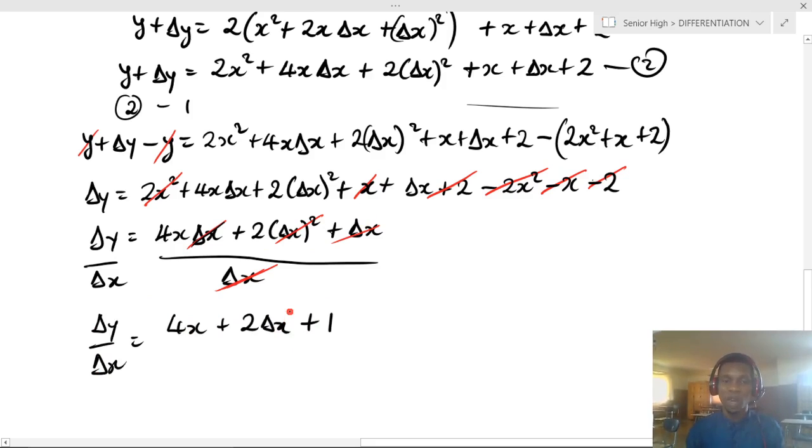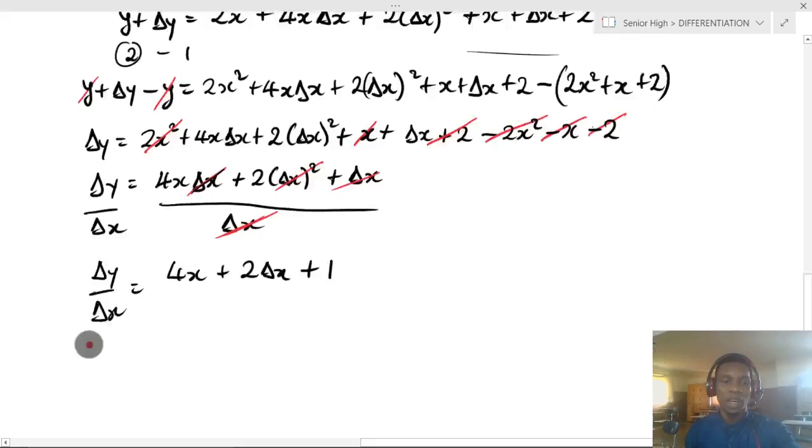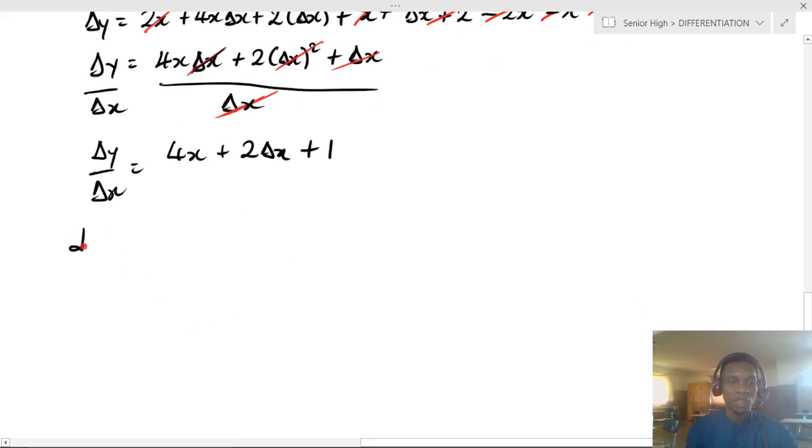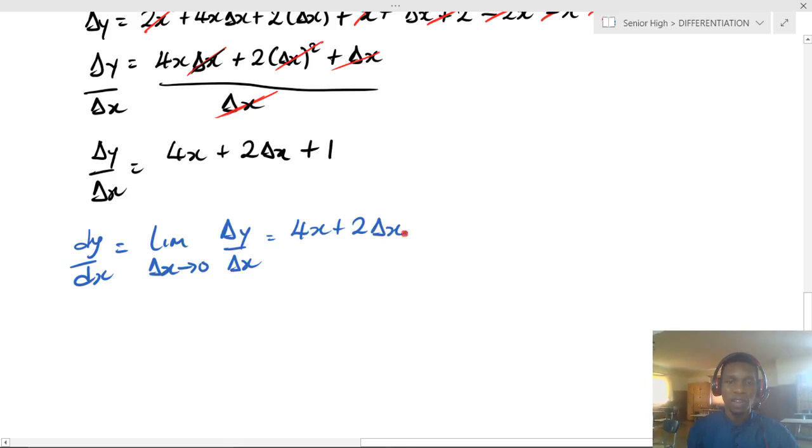Now what's the next thing we do? We apply our limits. So let's apply our limits. Let me use a different color now since I'm entering into that part. We have that our dy/dx is equal to the limit as delta x tends to 0 of delta y over delta x, and that is equal to the limit of 4x plus 2 delta x plus 1.